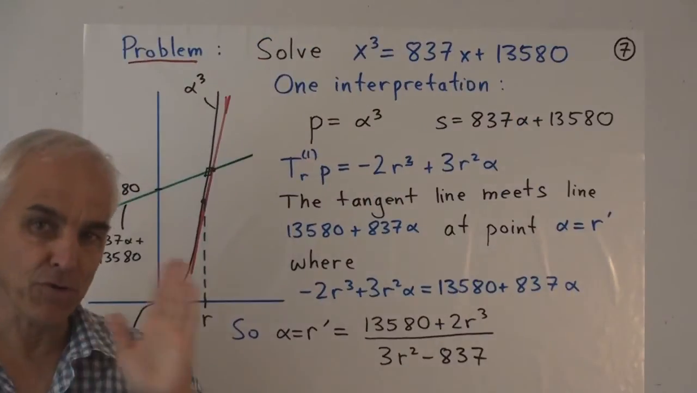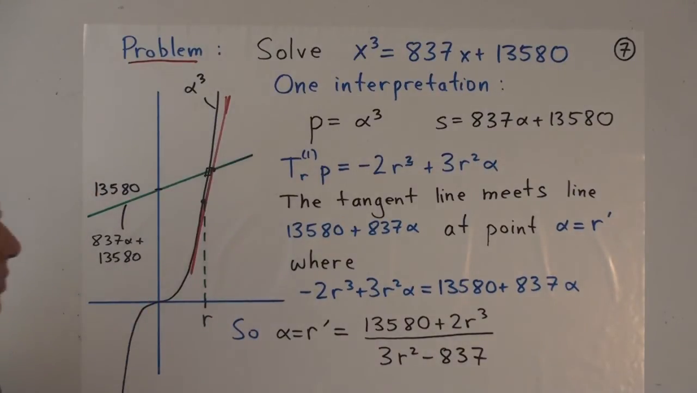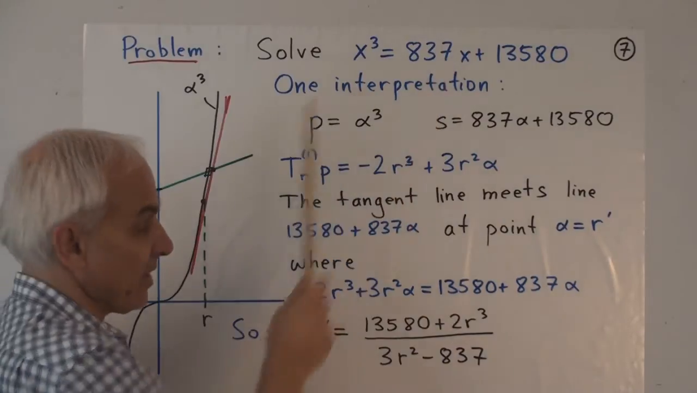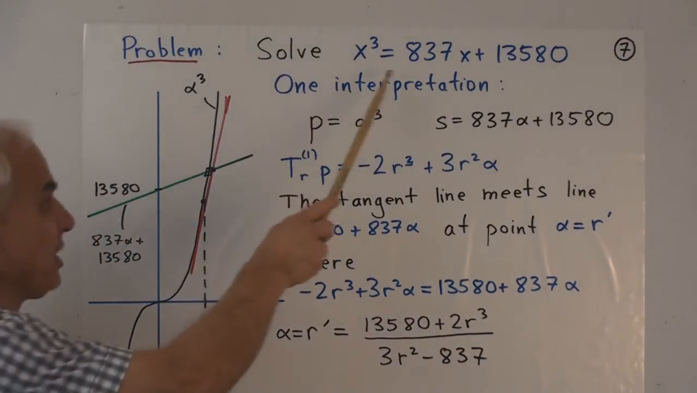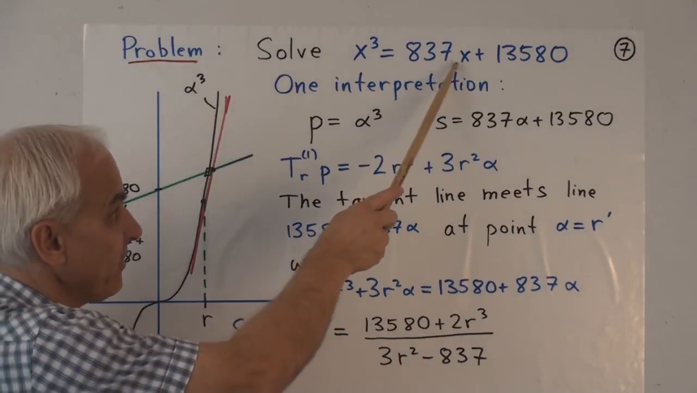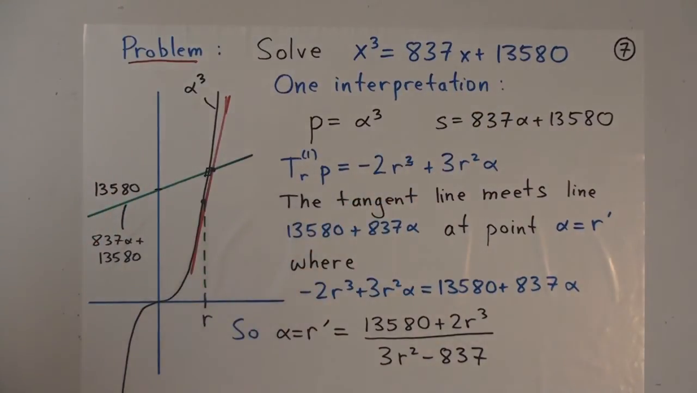Let's have a look at how Newton's method would tackle that same cubic equation. So here's that same equation. I've rewritten it with x's instead of y's to make it a little bit more familiar. So x cubed equals 837 times x plus 13,580.